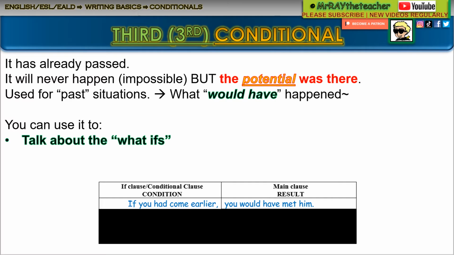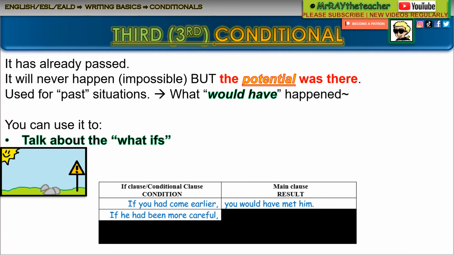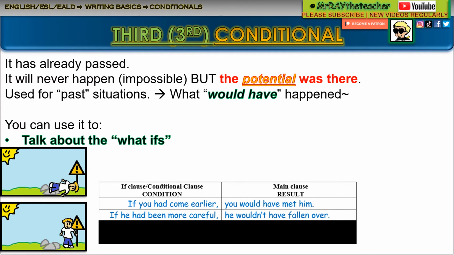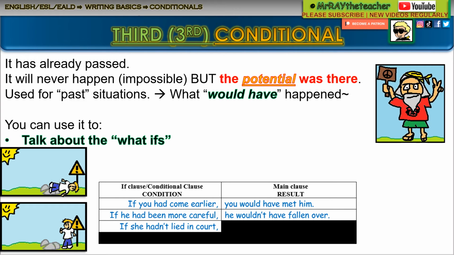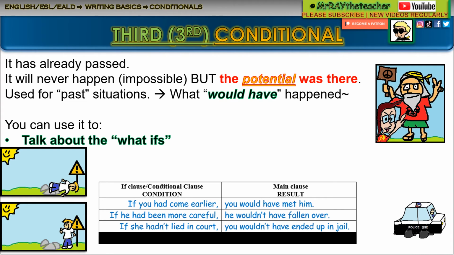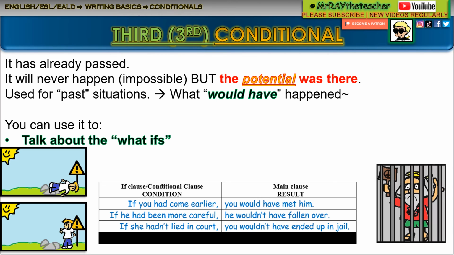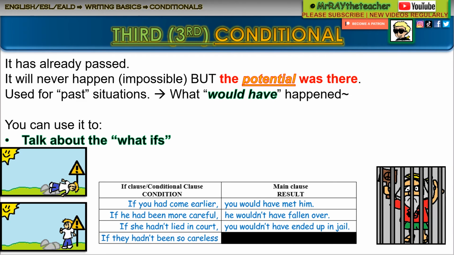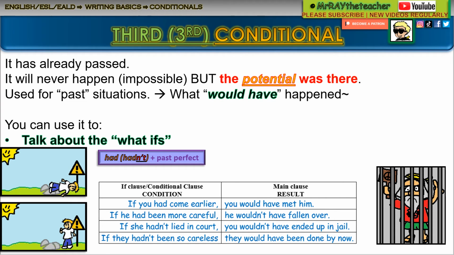So if you had come earlier, you would have met him. Or if he had been more careful, he wouldn't have fallen over. See? Whoop. That's some great animation, if I may say so myself. And if she hadn't lied in court, Carrie Lamb, you wouldn't have ended up in jail. And if they hadn't been so careless, they would have been done by now.